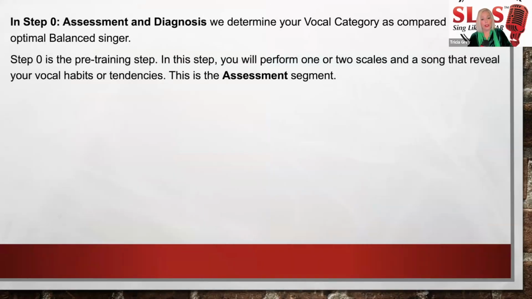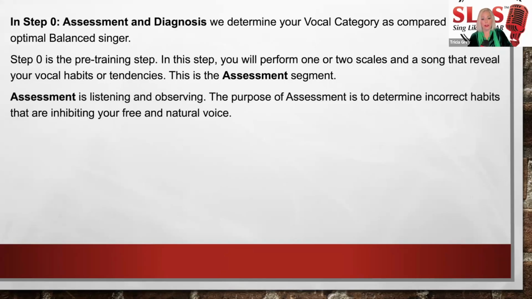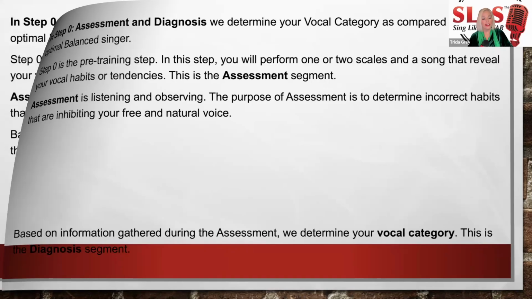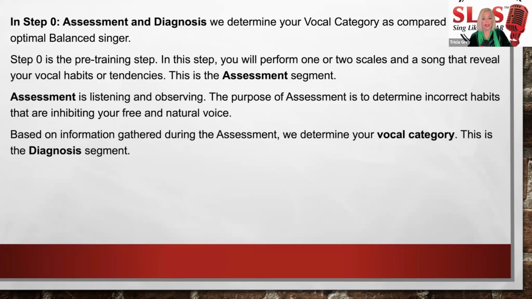Step 0 is the pre-training step. In this step, you will perform 1 or 2 scales and a song that reveal your vocal habits or tendencies. This is the assessment segment. Assessment is listening and observing. The purpose of assessment is to determine incorrect habits that are inhibiting your free and natural voice. Based on information gathered during the assessment, we determine your vocal category. This is the diagnosis segment.